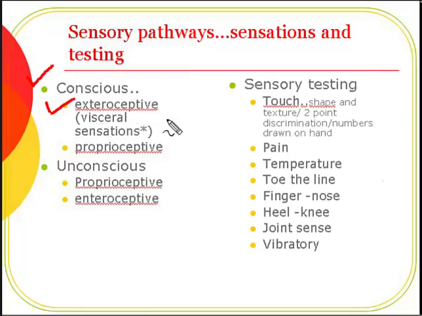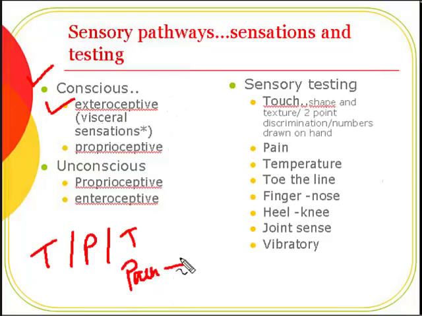Visceral sensations are slightly different from exteroceptive, because with exteroceptive you can feel touch, pain and temperature, whereas visceral sensations are only perceived as pain, and pain is a different kind. It's not that if you poke the stomach you're going to feel pain. Pain in the viscera is felt either if the viscus is stretched, or if the viscus's blood supply suffers, so ischemia.